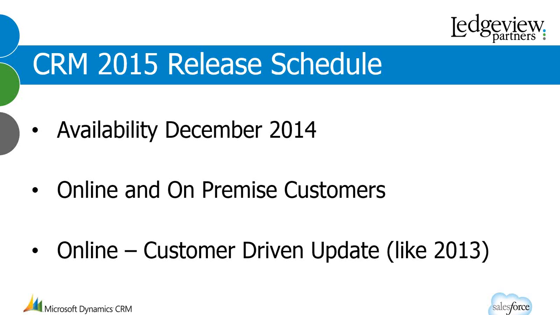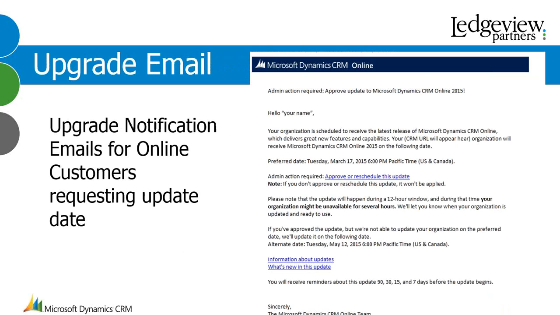Lots of you on CRM Online, if not all of you, should have gotten an email from Microsoft already, letting you know that you can schedule your update starting in March 2015. Your upgrade email for CRM Online users looks very similar to this letter here in the PowerPoint. If you have not received this email, please let us know, and we can assist you in getting your upgrade scheduled.